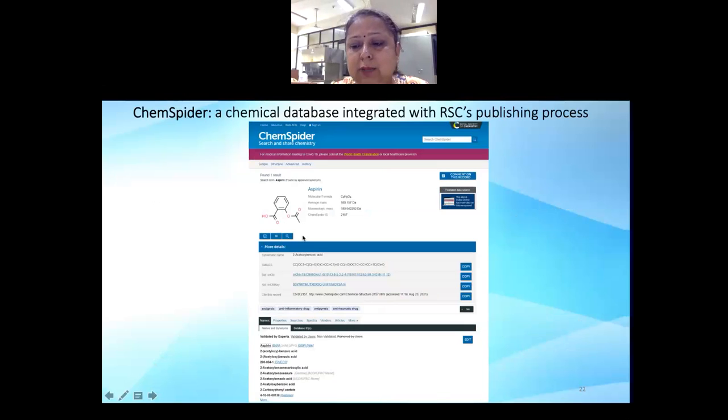So here is a glimpse of ChemSpider. Now here, if you want to search for aspirin, it gives you the same details, and then you can find out the derivatives also, aspirin-related molecules, or what we call similar molecules.